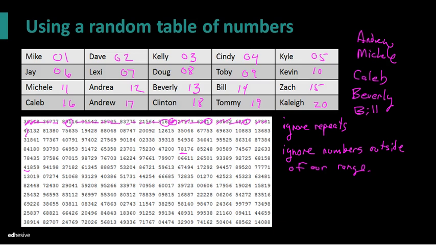The only point is, though, like I said, you have to ignore a lot of repeats, and you also have to be careful to ignore numbers outside your range. But everybody got a number. And I used a random number table to go through and collect my data. Now that is how you get a random sample. So it's pretty nice and simple.